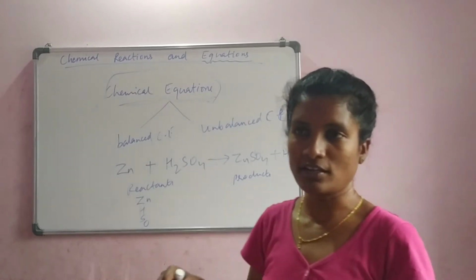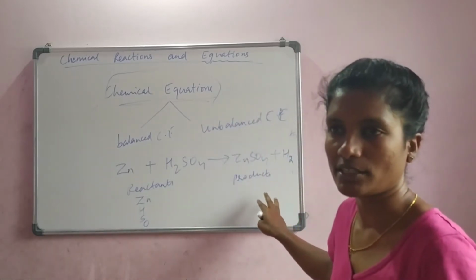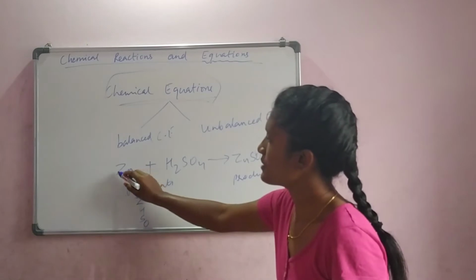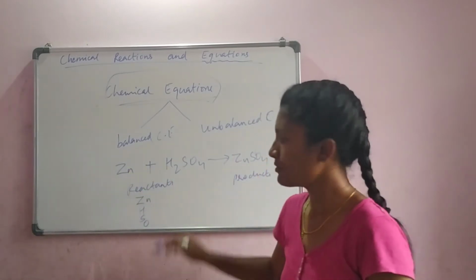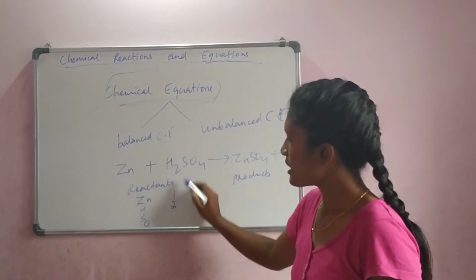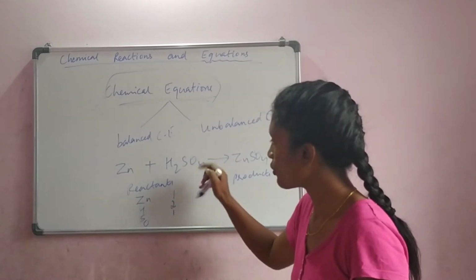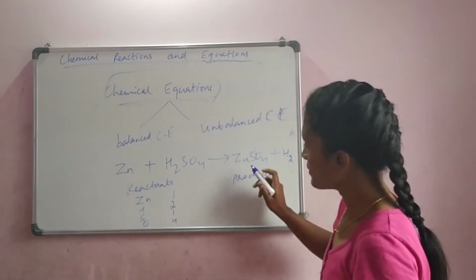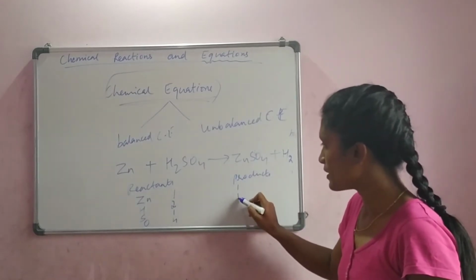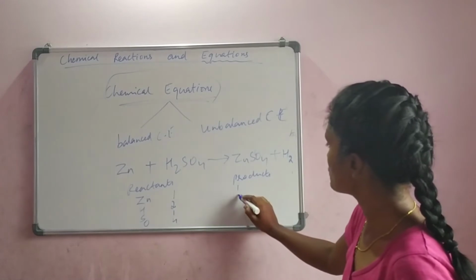Similarly, here we have Zn, H, S, and O. You cannot expect calcium to come here, right? Whatever is reacting, the same things will be reflected in the product side. But how many numbers are present? Reactant, Zn is only 1 atom. So put 1 here. Hydrogen is 2 atoms. Sulfur is 1 atom and oxygen is 4 atoms. Come here, count the same. Zn is 1, sulfur is 1, and hydrogen is 2.